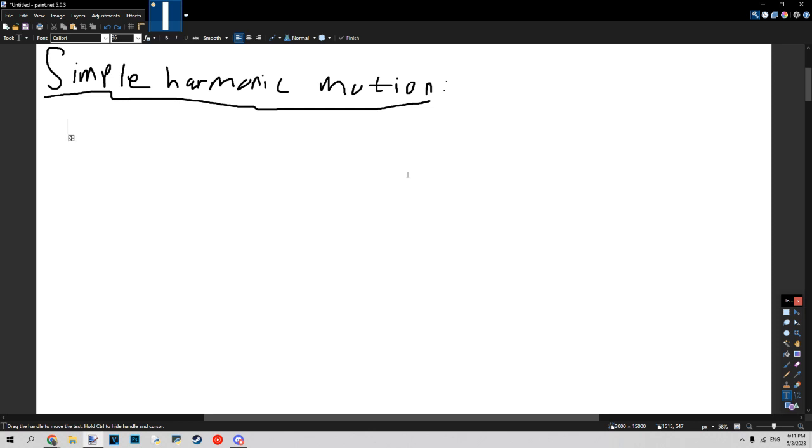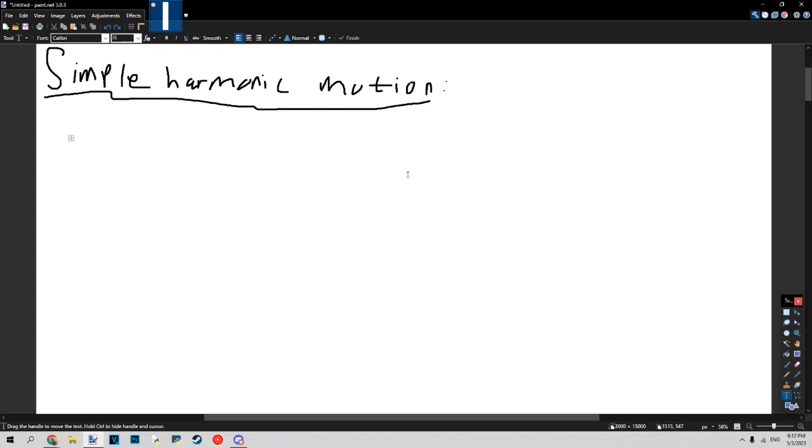Okay, this is the simple harmonic motion lecture, and to get us started off, we need to first define what exactly is simple harmonic motion. This is an important definition. It'll come up during a lot of multiple choice kind of questions. It can help you with those.